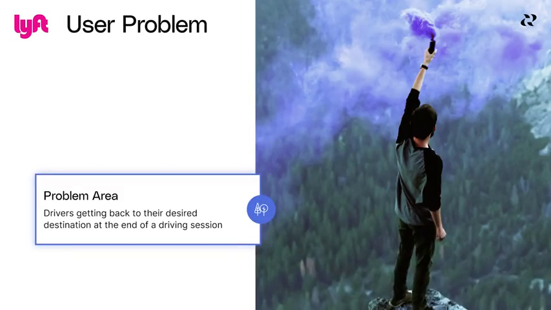The problem area is a specific job to be done: drivers getting back to their desired destination at the end of a driving session. At the time, drivers, especially those that lived in less busy areas, often struggled to pick up a rider who was headed in a similar direction to them. What's more, drivers couldn't see the rider's destination until after they had arrived at the pickup spot, at which point they might discover that the rider is not going in the same direction as they are.